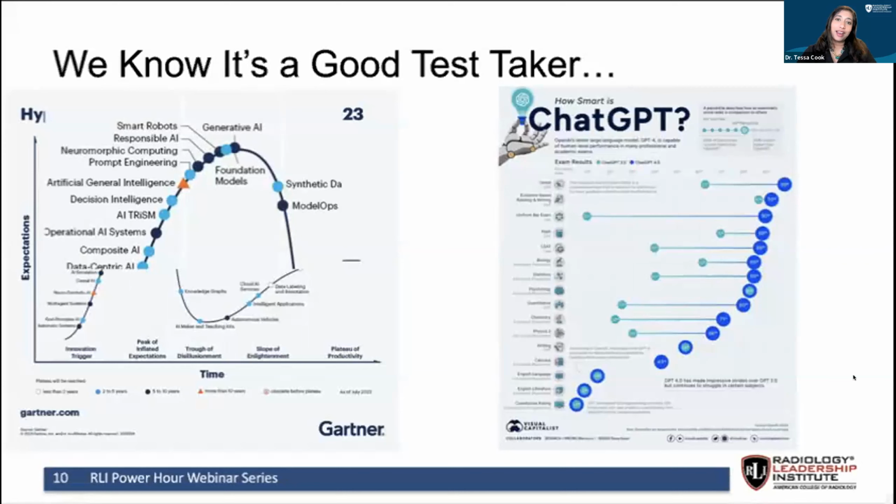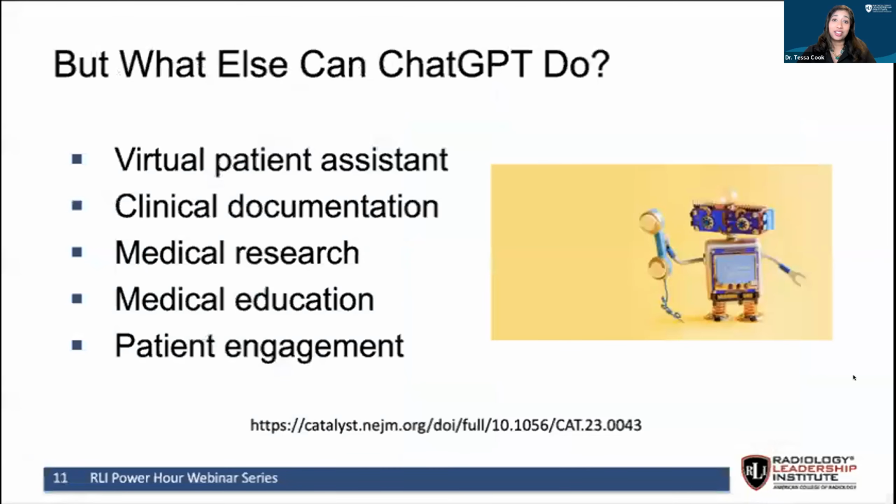Now, I'm not sure what kind of a metric that is really for us in radiology. It can pass tests. That's great. But what else can it do? There's actually a fair bit of potential for what this technology could do in our practices. This is a really nice paper from Dr. David Ash, who's also here at Penn. He talks about a number of use cases. Could this be a virtual patient assistant to help set up appointments, answer questions? Seems like a good use case there.